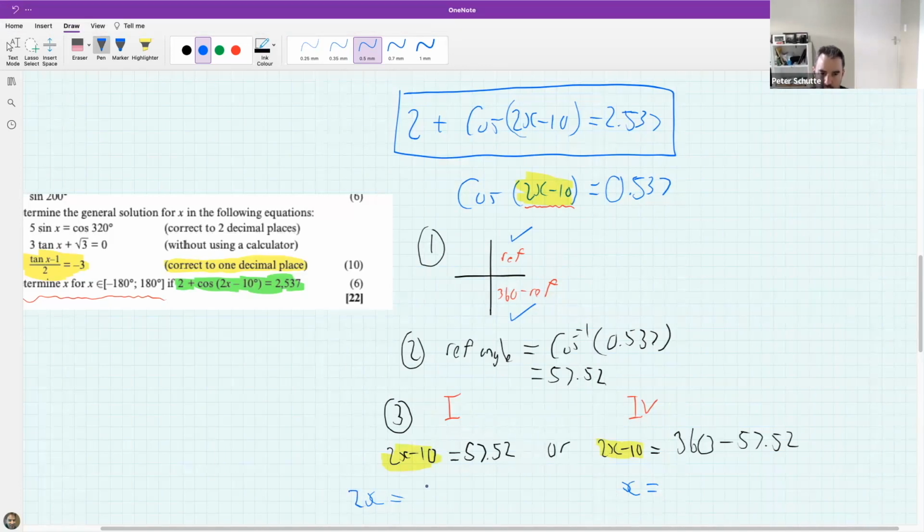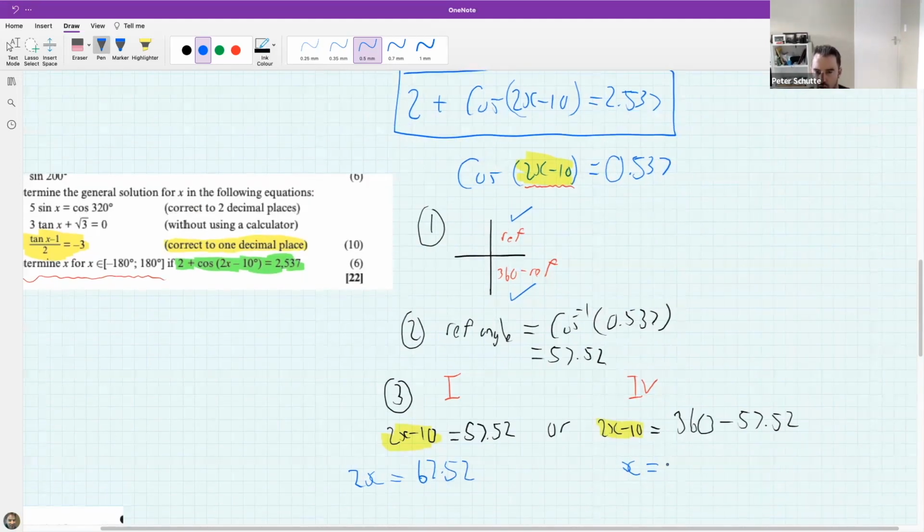I suppose there would be an intermediate step where you go 67.52, and this would be 360 minus 57.52 plus 10. That's going to be about 312, 313, something like that. Can someone just give me what is 360 minus 57.52 plus 10? I want to get 2x equals something, and I want it to be correct. That's going to be 312.48. Yeah. So we've got that.